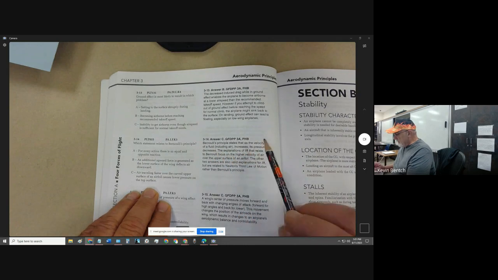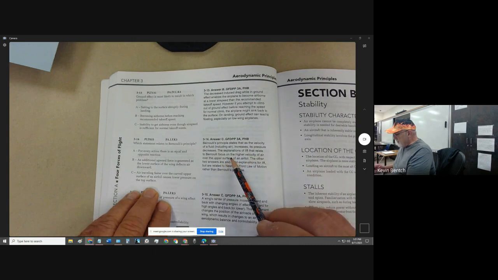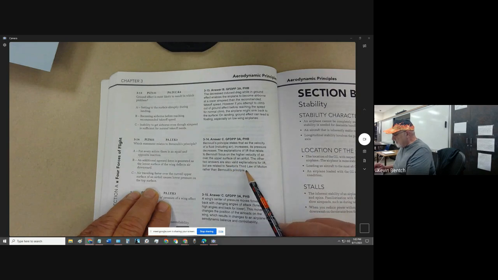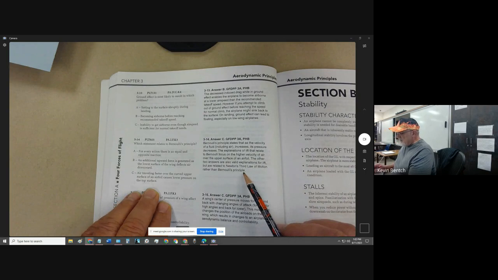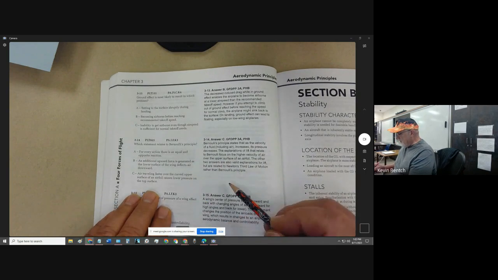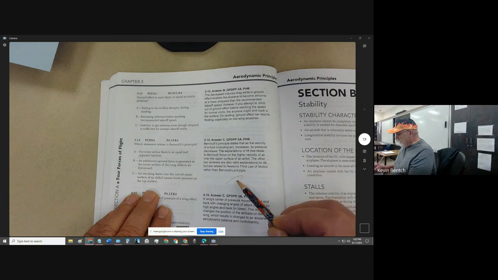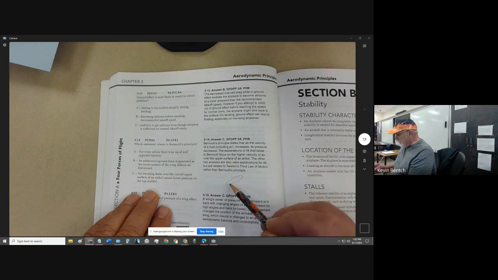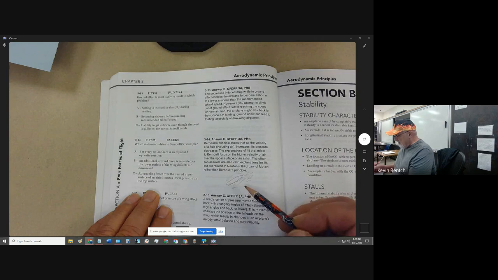The explanation of lift that relates to Bernoulli focuses on higher velocity of air over the upper surface of an airfoil. The other two answers are also valid explanations for lift, but are related to Newton's third law of motion rather than Bernoulli's principle. So this is a little tricky. Just keep in mind that with an airfoil like your wing, the wind approaches, and some of it goes over the top and takes a longer trip, and the air that goes underneath takes a shorter trip, and that pulls the wing upward, which is lift.